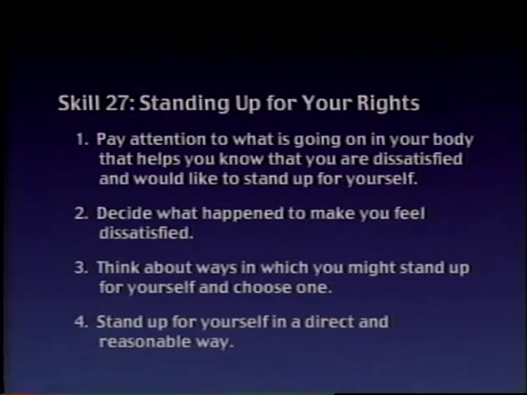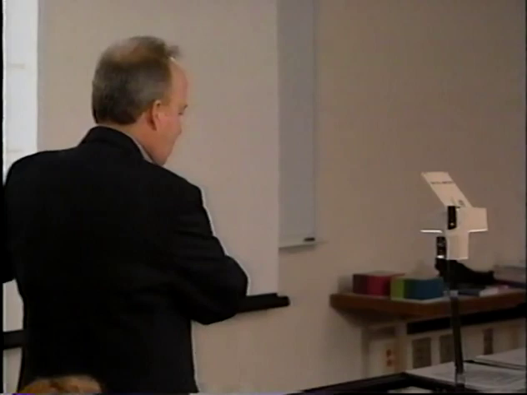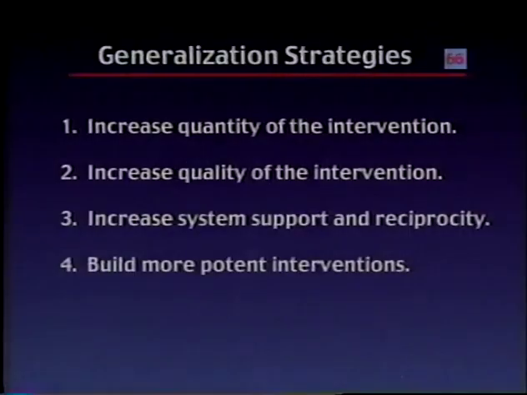There are many such skill sequences, but I'm using this as an example of what I call advanced skill streaming. It's an example of the generalization strategy to increase the quantity of what you're doing that may solve the dilemma. That's the first strategy. The second strategy is to increase the quality of the intervention.